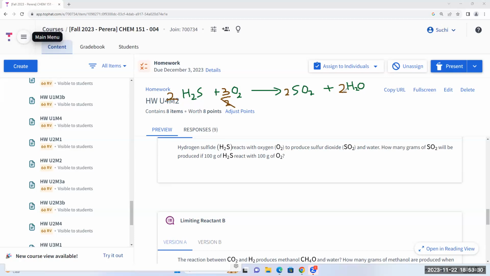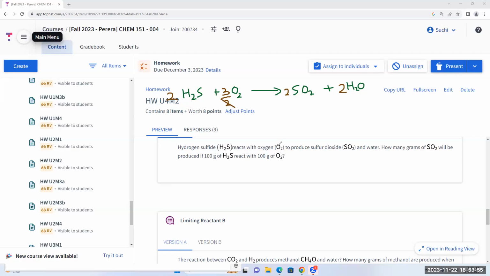Okay, that's number 1. And then we need to figure out what is given and what they're asking. Let me switch to blue. They're asking: hydrogen sulfide reacts with oxygen. How many grams of SO2 will be produced if 100 grams of H2S reacts with 100 grams of oxygen?